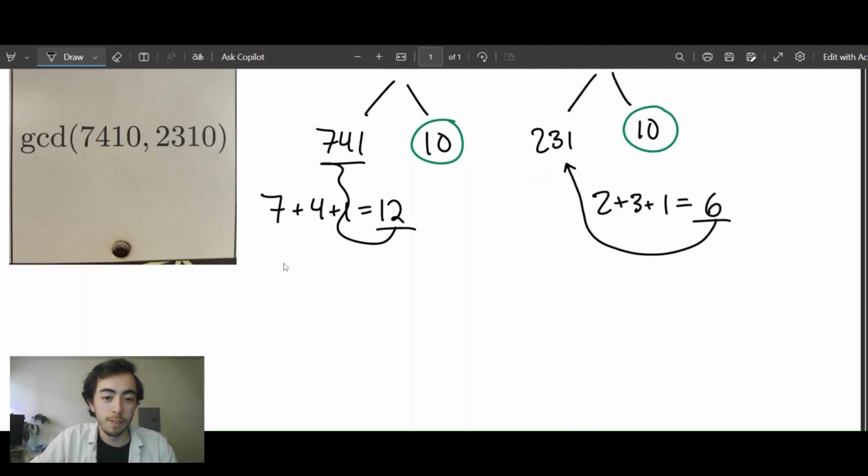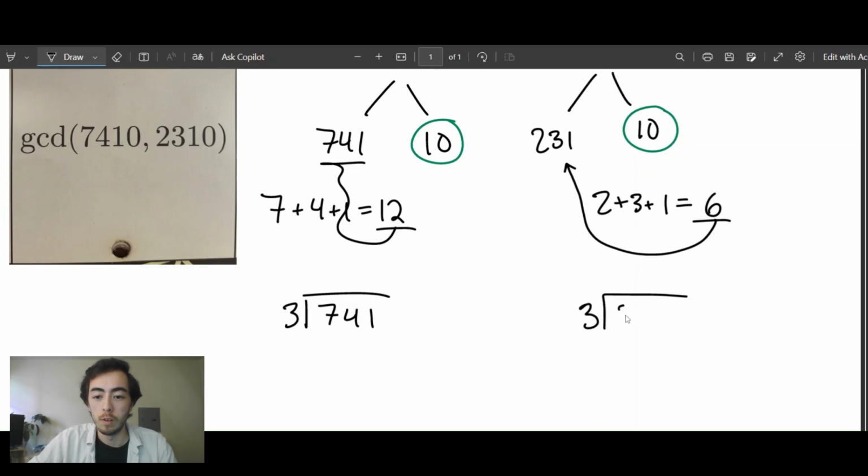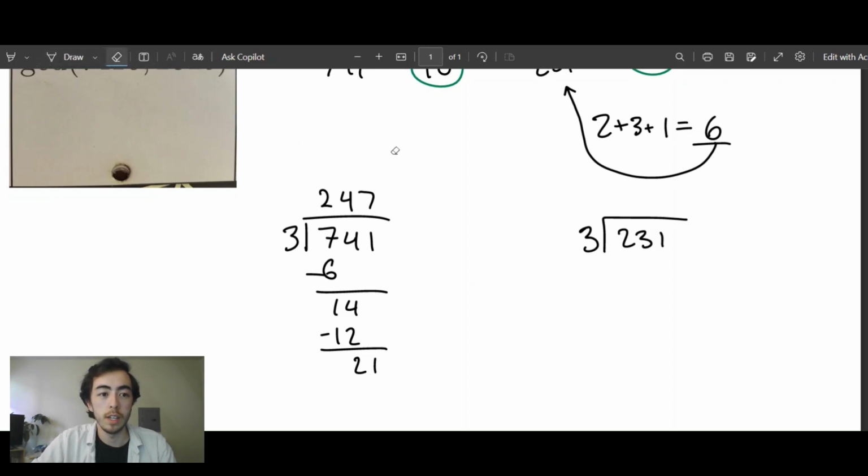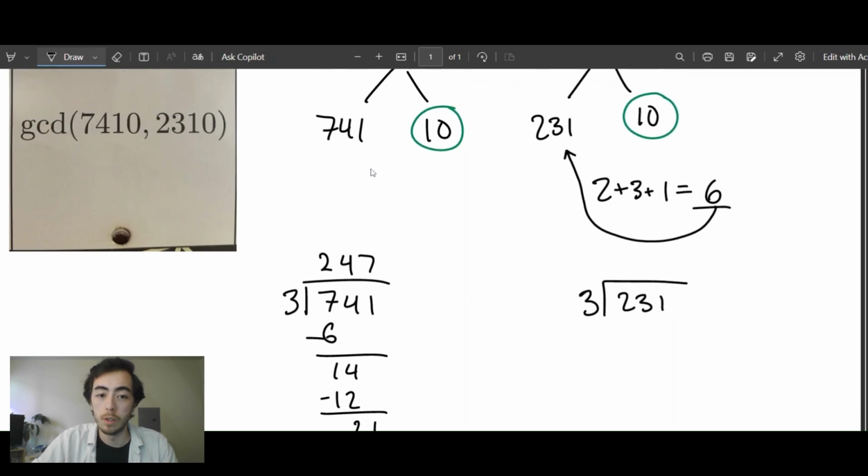So that means it's worthwhile for me to check with long division how many times 3 goes into 741. I'll also check how many times 3 goes into 231. All right, it goes into 7 twice. I'll subtract that out. I'll bring down the 4. It goes into 14 4 times, because that makes it 12, and I'll subtract that out again. And 3 goes into 21 7 times. Cool. So let me declutter this a little bit. Basically, I just figured out that 3 times 247 is 741.